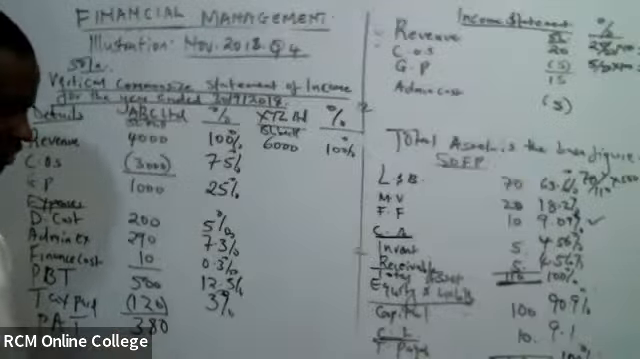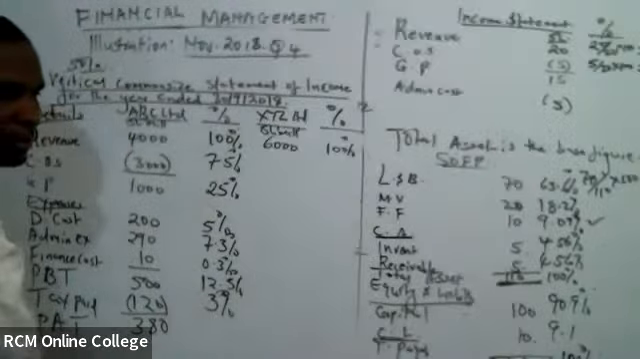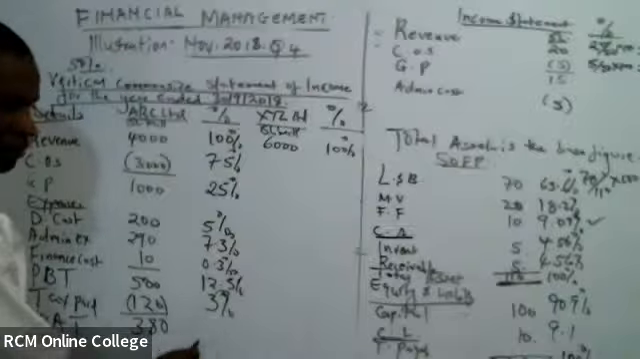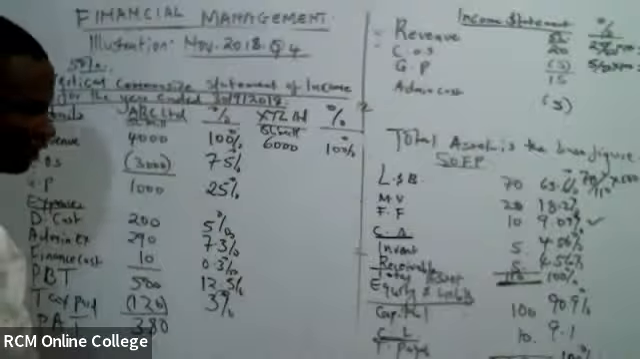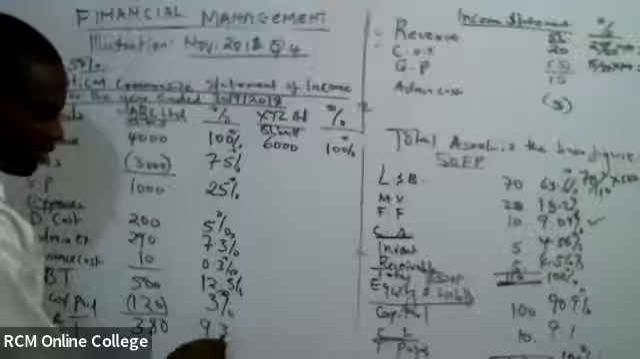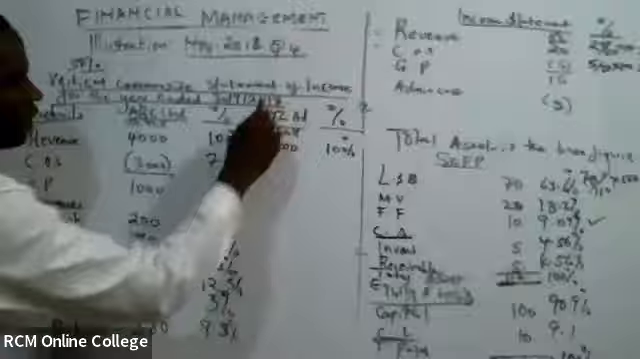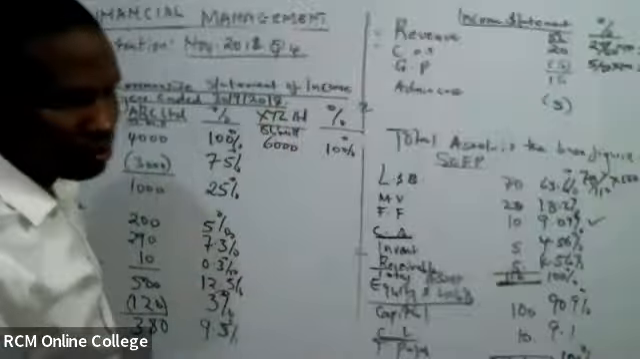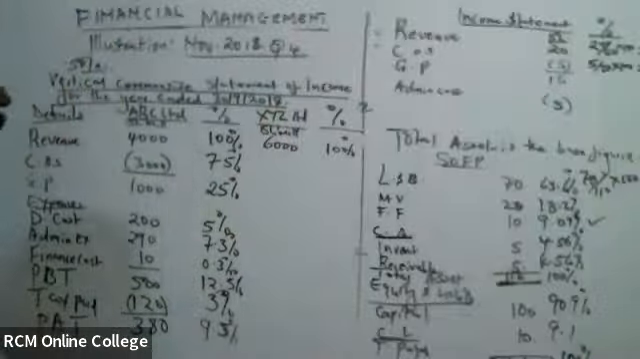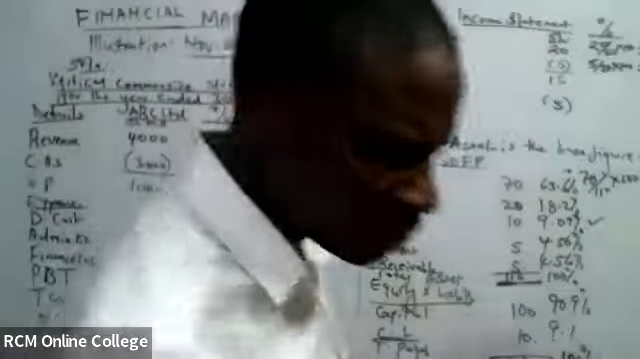So what is the percentage of profit after tax? It is 9.5%. Class, you continue like that. Please continue until you finish, even the XYZ Limited. Then you do the balance sheet.